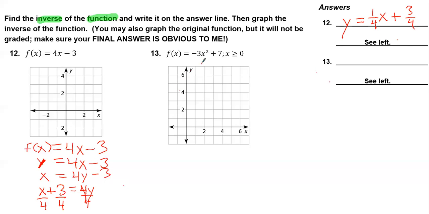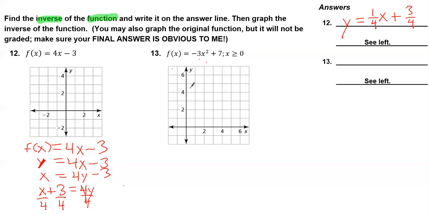Okay. All right, over here we have number 13. You start with a quadratic function, f of x equals negative 3x squared plus 7. And I don't know if you guys remember this, but if there's no bx term, that says there's no horizontal translation, so you can just translate up 7 units. So the vertex is at 0, 7.